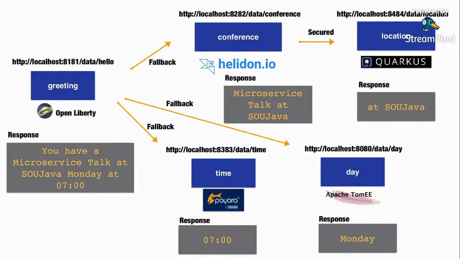And in order to check this, I will add a JSON Web Token to the greeting request, which will be propagated to the conference and further on to the location service and be validated there before the text is returned. So let's look at how this will be in code.